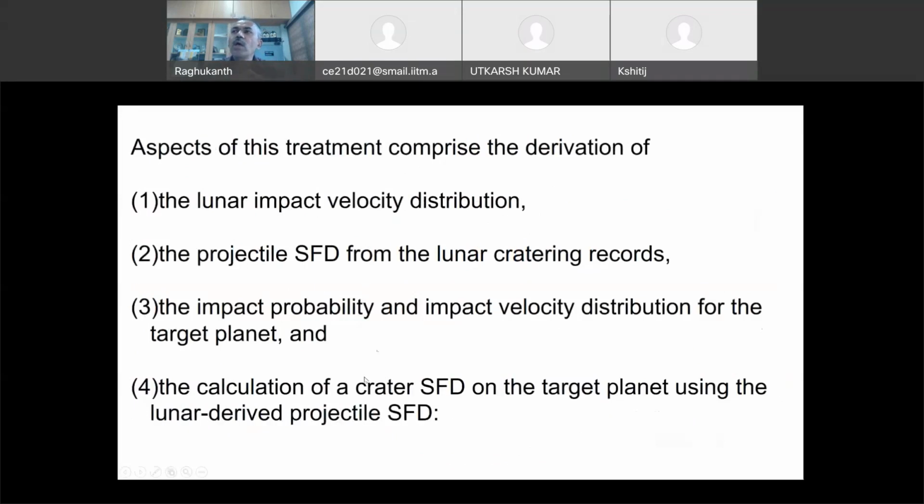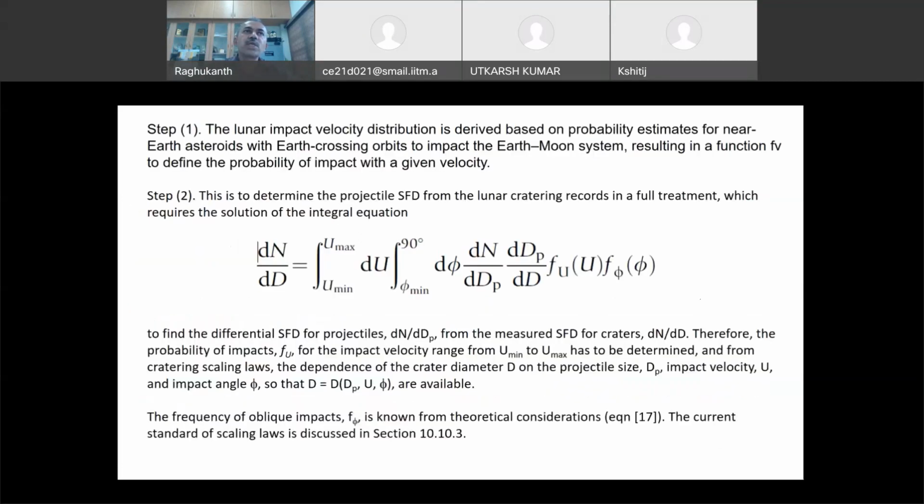So, 4 steps. For the Moon, we already know the chronology, that graph is already there. Now I want to convert this to Mercury or Mars or something. The steps are first the lunar impact velocity, then the projectile size frequency, then the impact probability of the target planet, and then once again we go to the crater size frequency distribution itself. This is what people try to do to find out for other planets, without sending a probe, just by translating this information. So this is step one, they say.